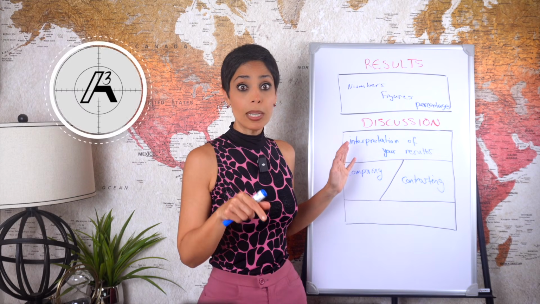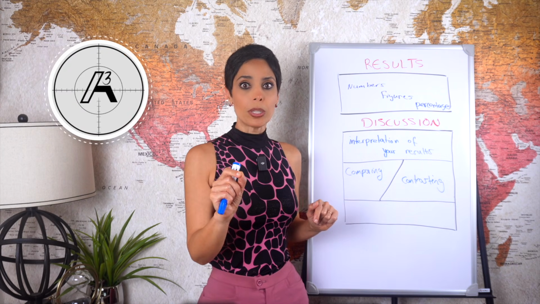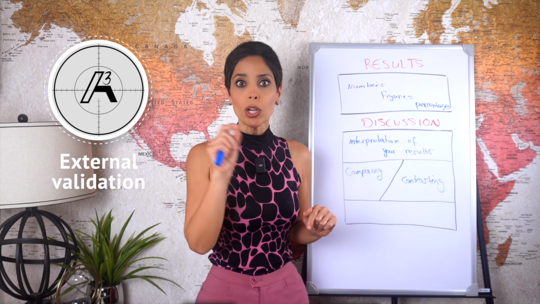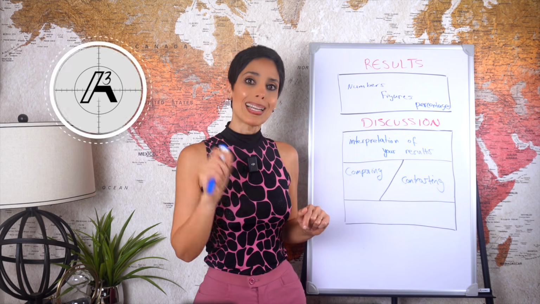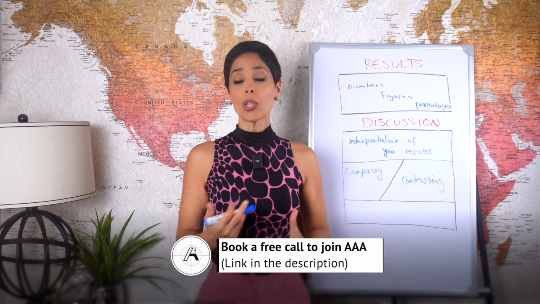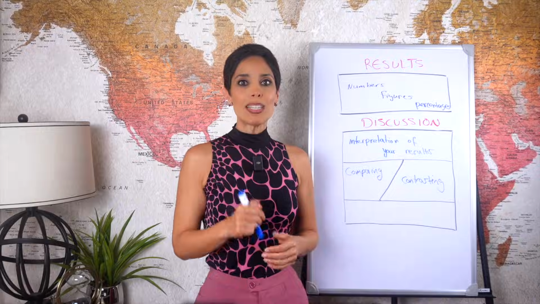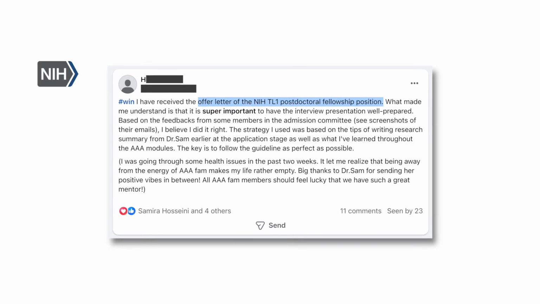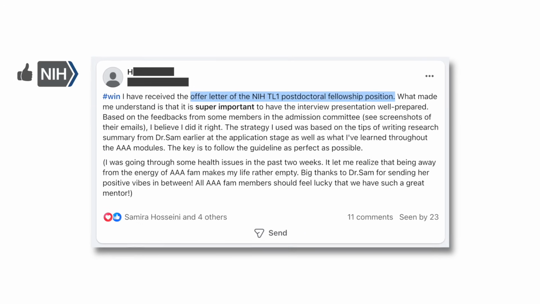And within the AAA program, we have a dedicated blueprint for this called external validation, a structure that many of my students rely on extensively. It has helped them not only to publish papers, but also to secure national and international funding. One of my mentees used this framework, applied for NIH funding, and successfully secured it.